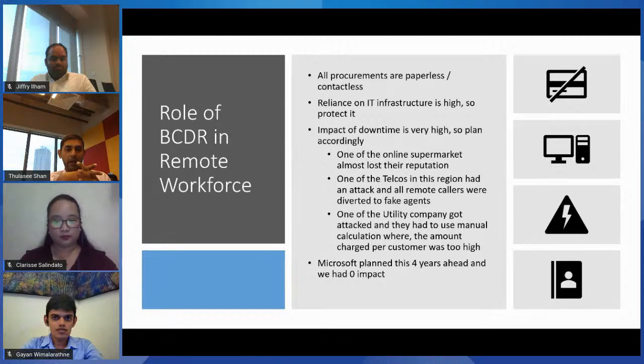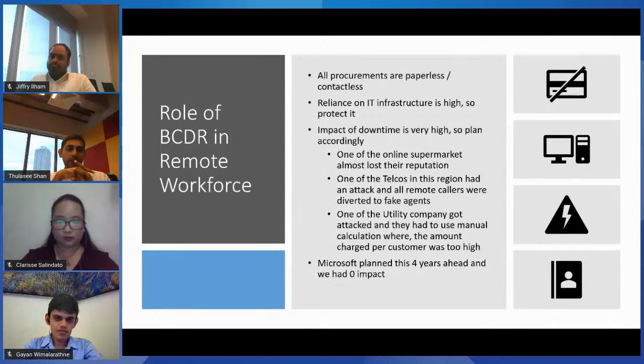We helped them, and they designed a system which can tolerate such an influx of human traffic, the network traffic. So all these things need to be considered.